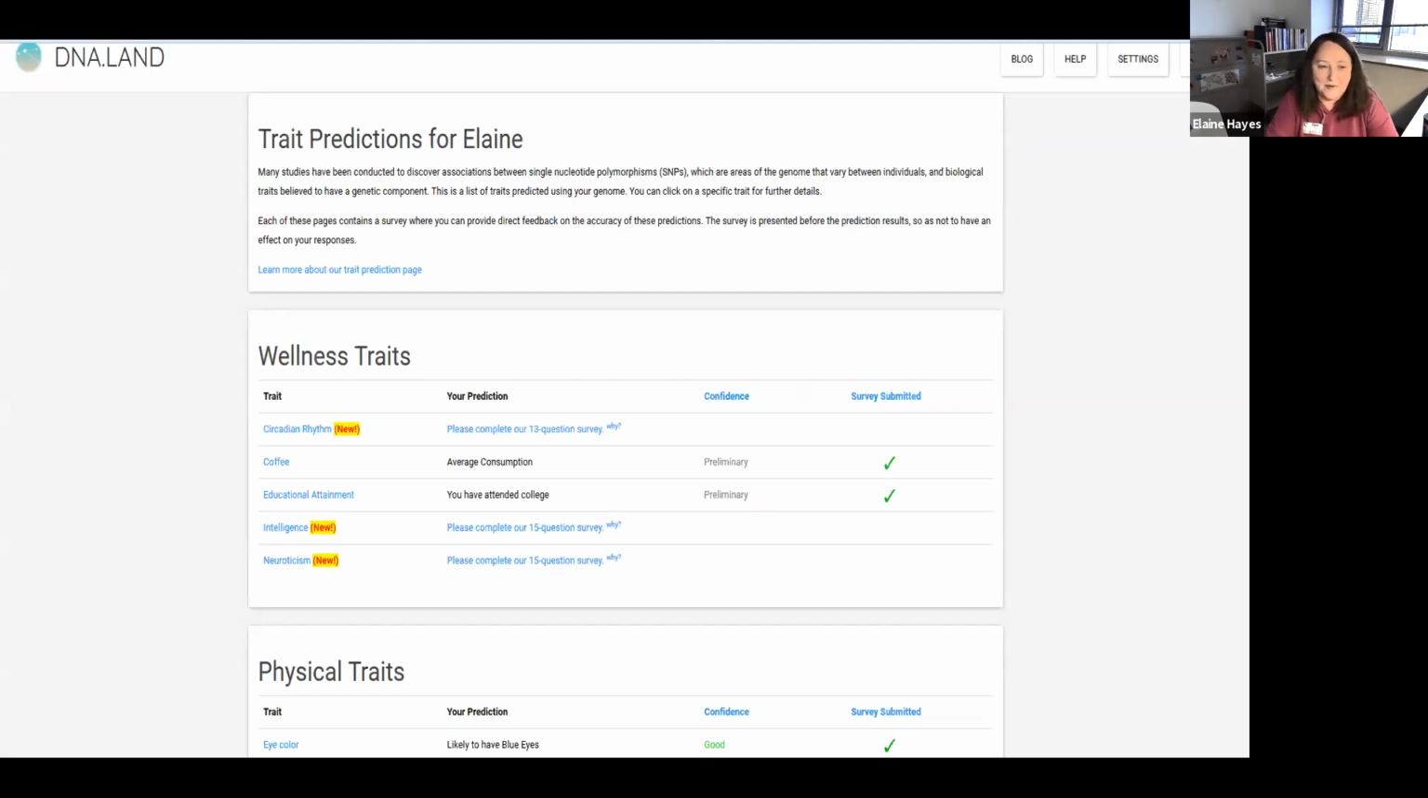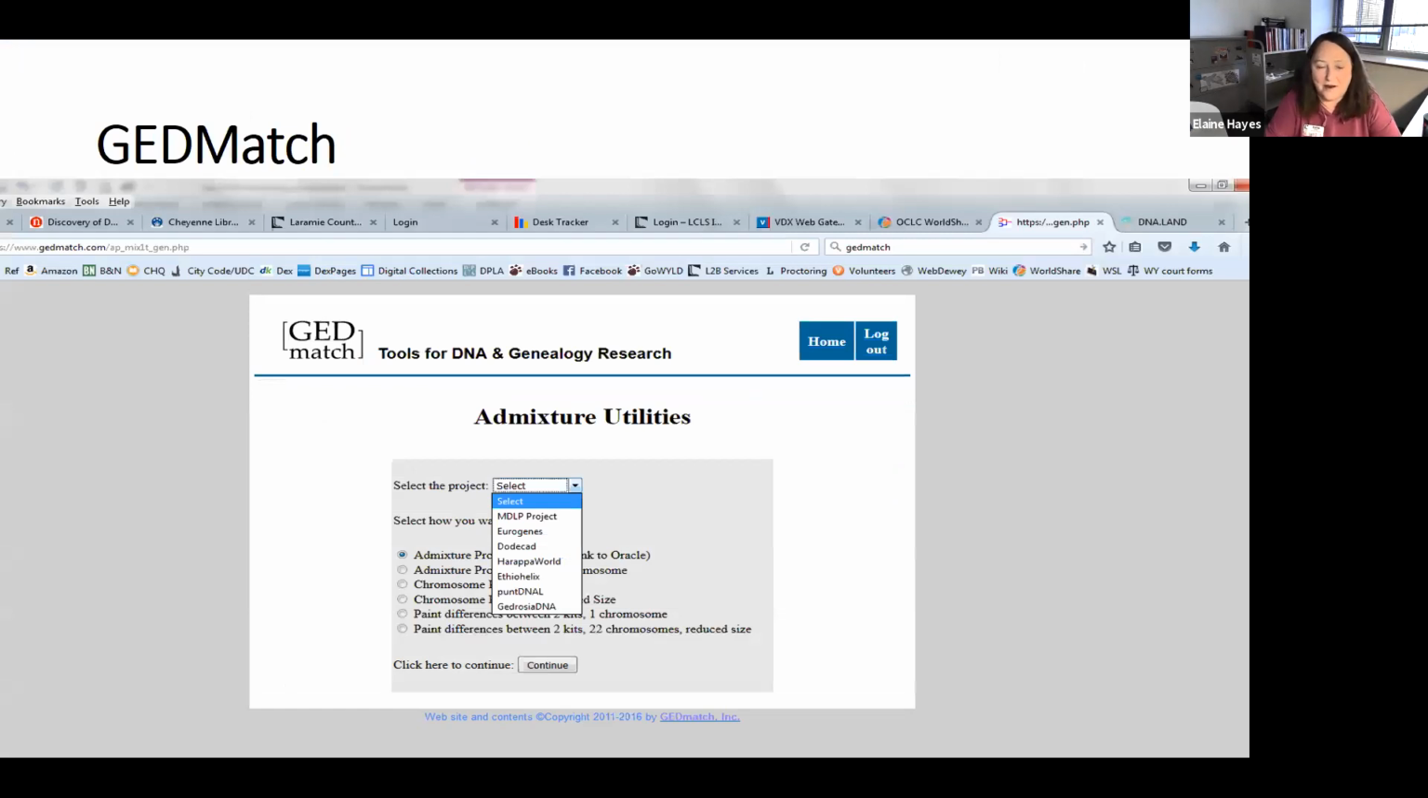DNA Land gives you trait predictions and things like that. They exist, and it's free. They exist because they're doing some research with your DNA, but remember again that it's anonymous, and they're not sharing it with anyone else. You can answer some questions about your traits. It'll predict what you look like and things like that, and you can tell them whether it's correct or not.